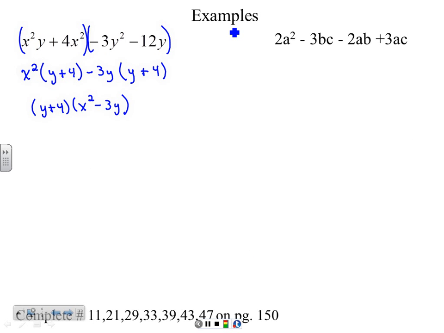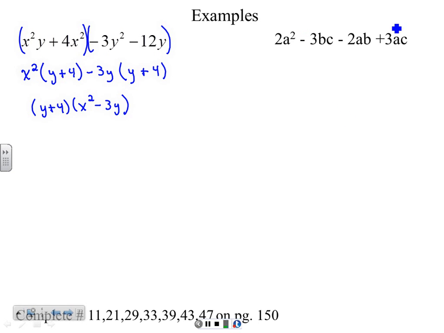And so your factorization is you're going to factor out that common binomial, y plus 4, and then when you factor a y plus 4 out of here, you're going to get x squared. And when you factor out a y plus 4 here, you're going to get a negative 3y.